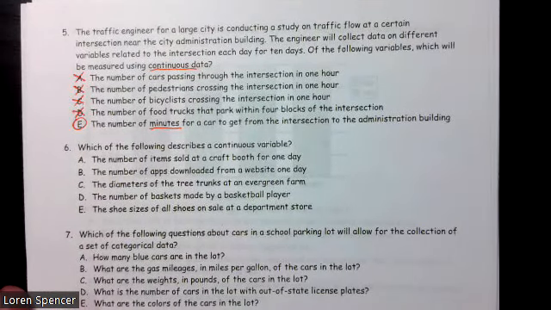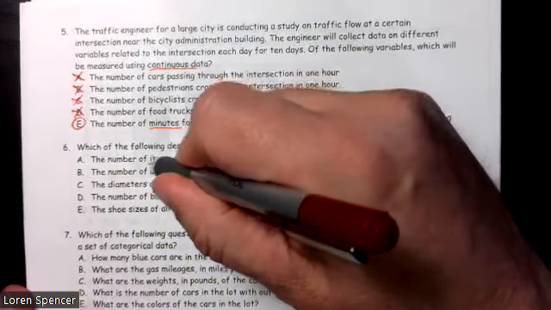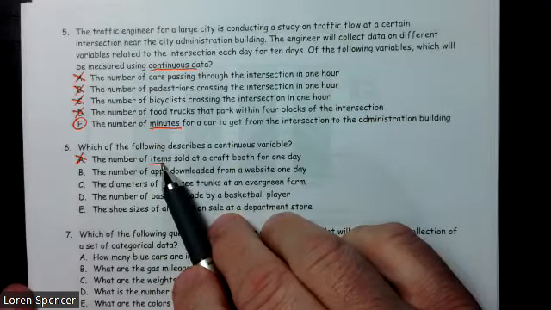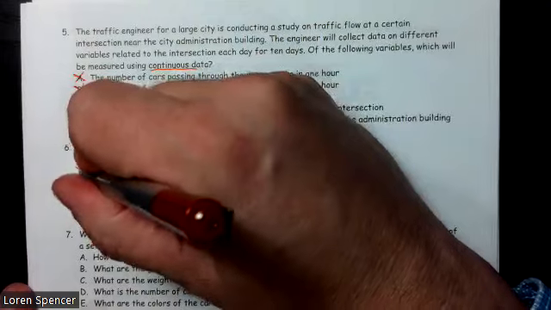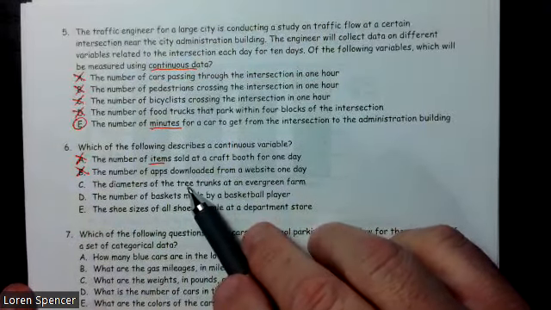Which of the following describes a continuous variable? All right. The number of items sold. Well, we're selling items. Hopefully, we're not selling part items. If we're selling part items, that's possible, but if it's whole items, that's not. The number of apps. Either you download a whole app or you don't. So that's discrete. Both of these are discrete because they're whole numbers.